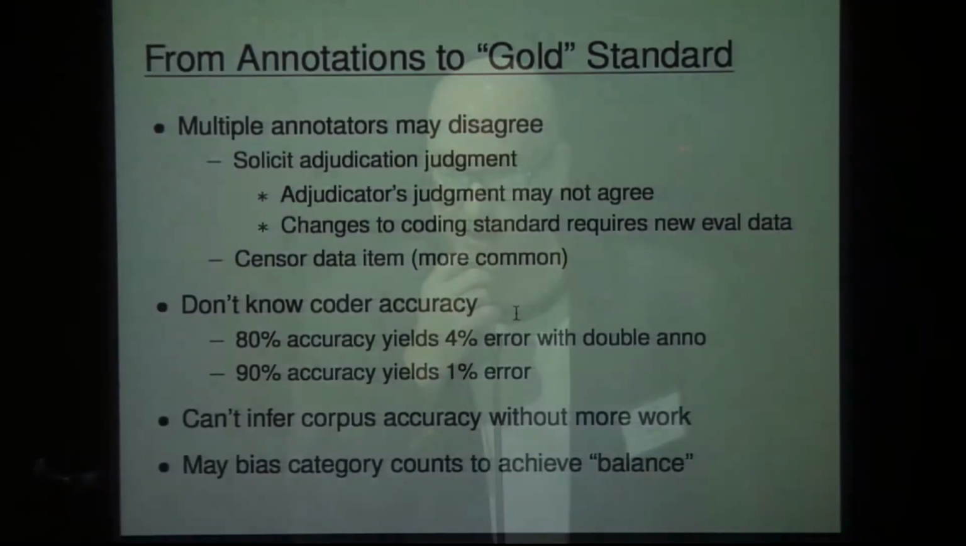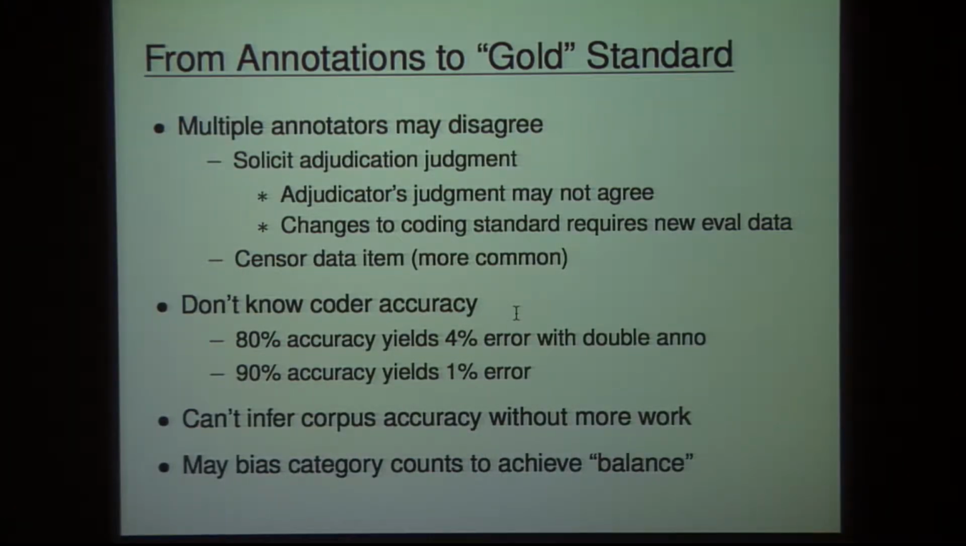In terms of the coder accuracy, just some simple statistics. If you've got 80% coder accuracy, which is usually pretty good in these kinds of tasks, that's going to yield a 4% error rate with double annotation, right? You see this in something like the RTE data set, which used double annotators. They have about a 4% error rate in RTE1. Even if you have 90% accurate annotators, which is pushing the bounds of what you can do with natural language data, it's still going to yield 1% error in your data set.